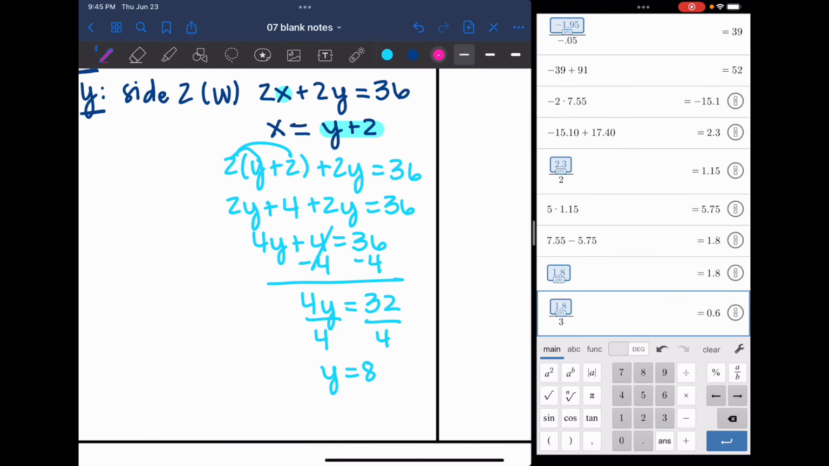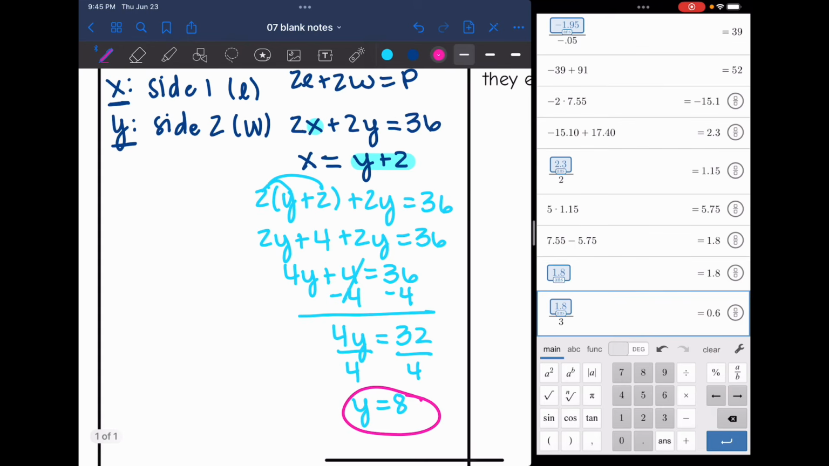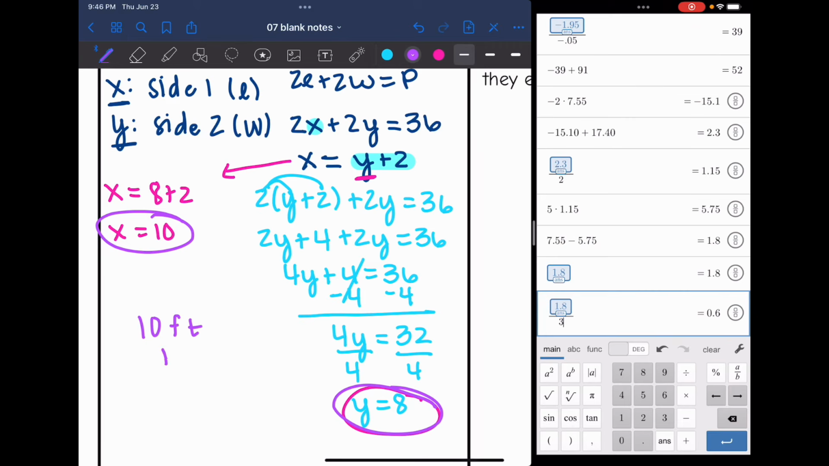I just need to find the other side length now, which I can do with this equation, x equals y plus 2. I know that y is 8. So to find x, I will do 8 plus 2, so that means x is 10. So my two side lengths are 10 and 8. So 10 feet by 8 feet for the rug.